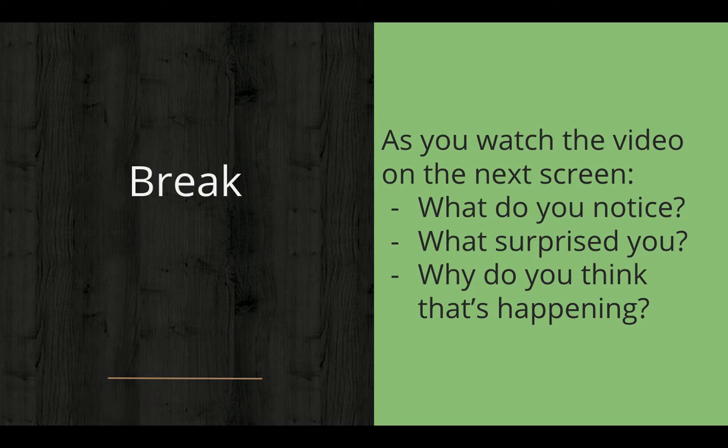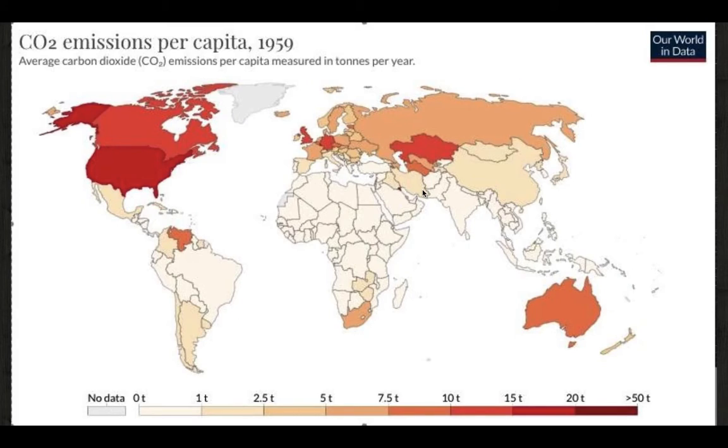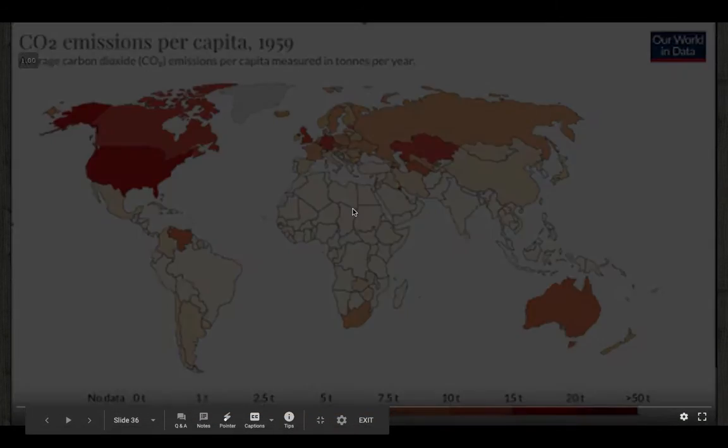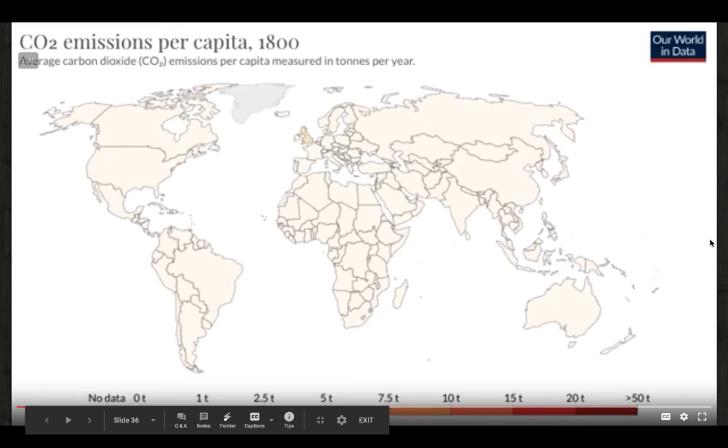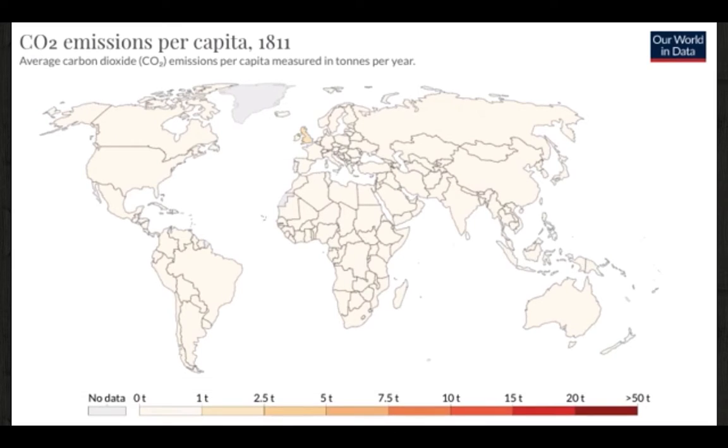Just a couple more slides here, but if you need to take a break now, here's a reasonable point to do so. As we see the video on the next screen of the map, what kinds of things do you notice? What surprised you? Why is it happening? So I'll just play it once and you can go back and see it if you'd like. So there's the year on the top. CO2 emissions per capita. Not much is happening. Well, we'll see.